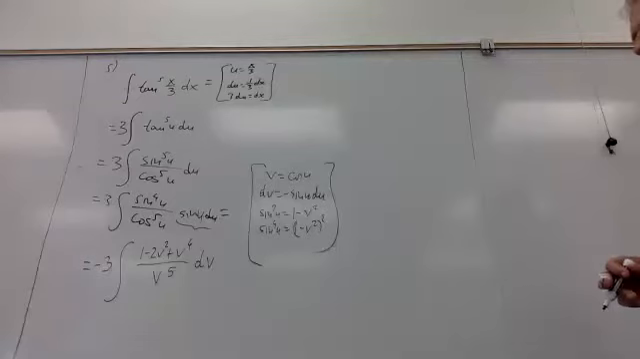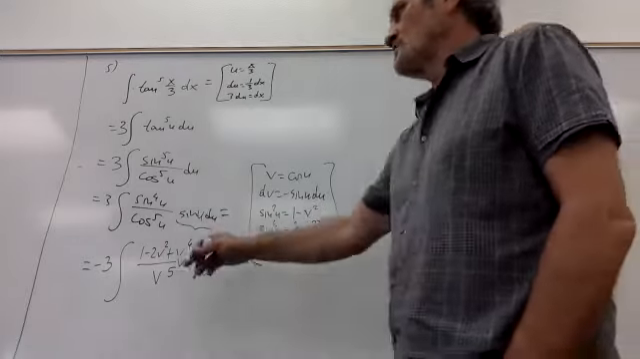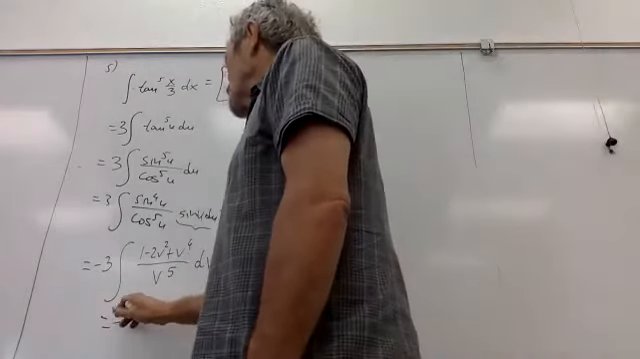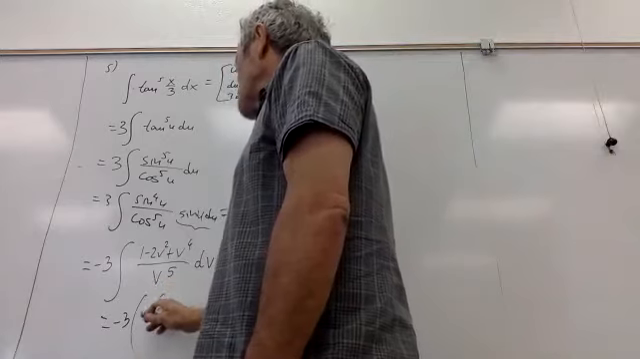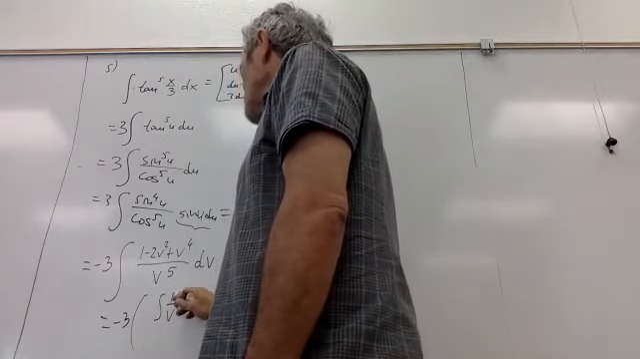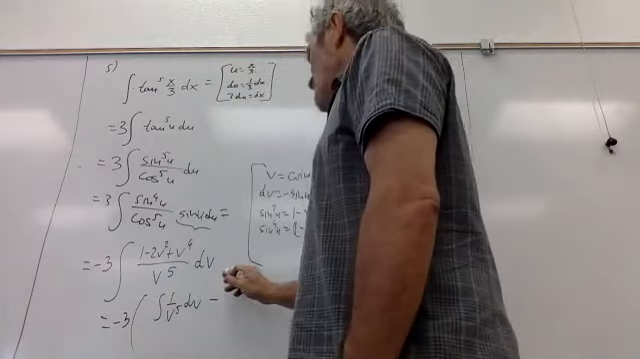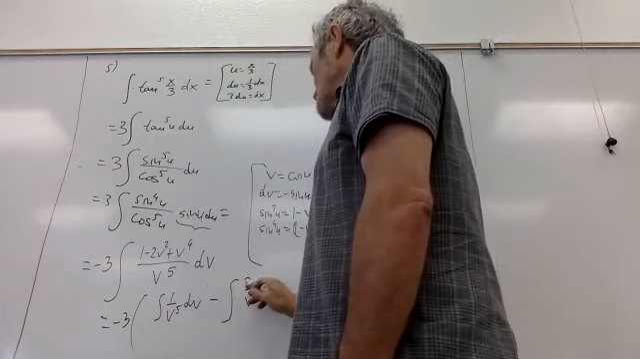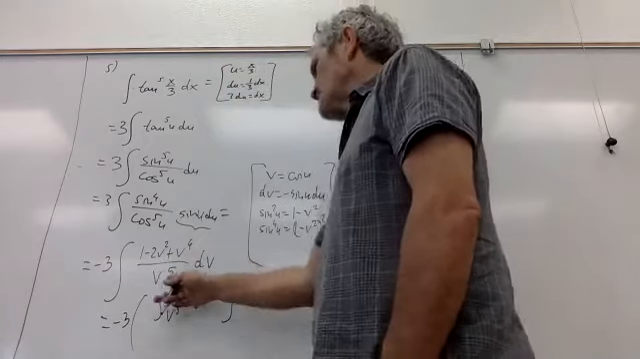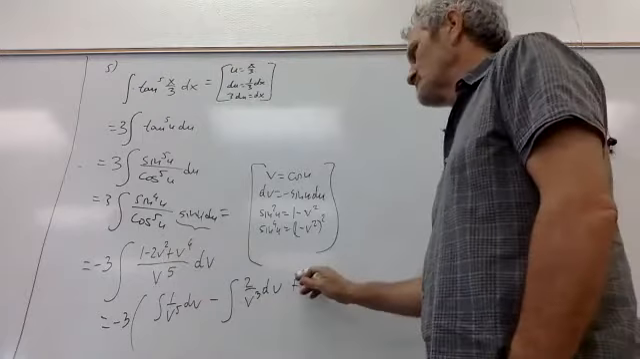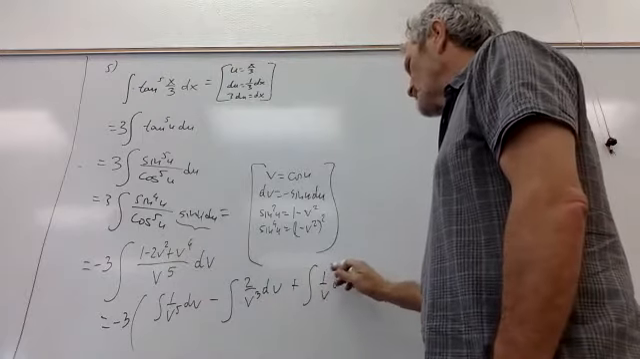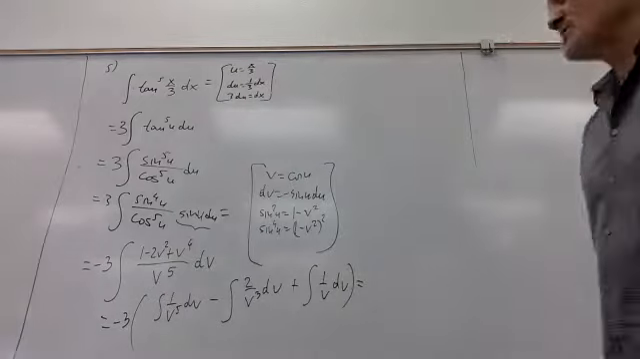Nikki, is this okay? Got it. Okay. And then what do? I just split it and finish with the table integral. So this will be the integral of 1 over V to the fifth dV, minus the integral of 2 over V cubed dV, because V squared and V fifth cancel each other out, plus the integral of 1 over V, which is what?